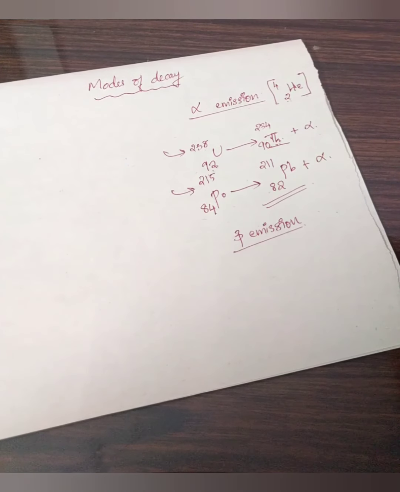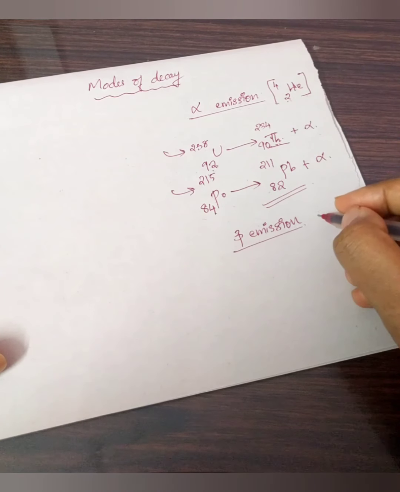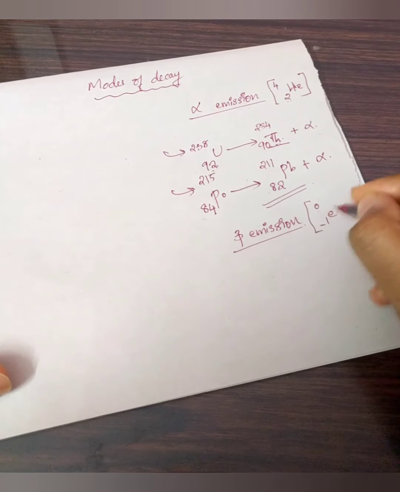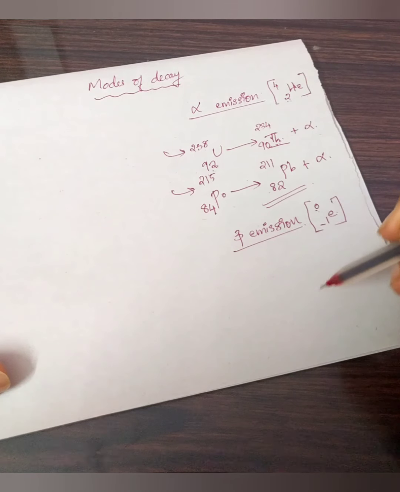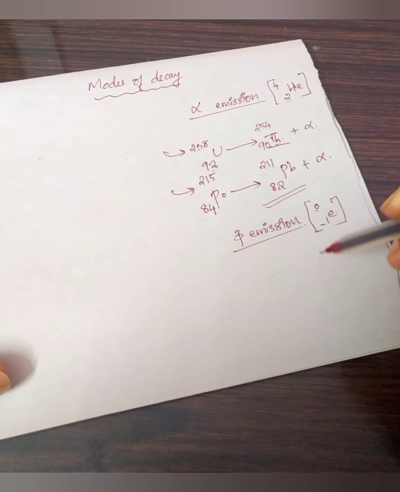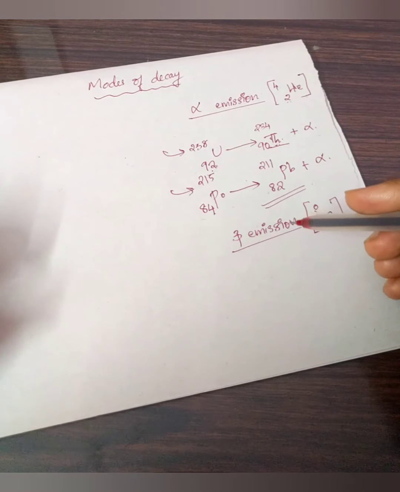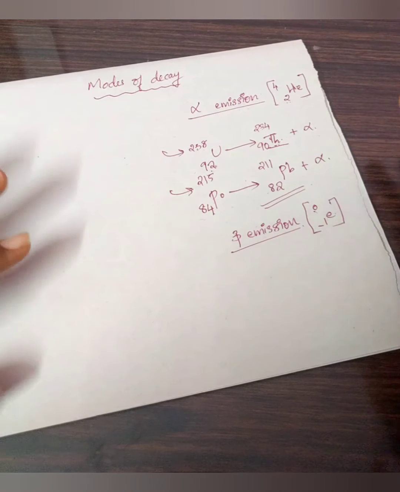In the case of beta emission, a radioactive nuclide decays by emitting a beta particle, or an electron, and this is the representation of an electron. There is an increase of 1 unit in the atomic number and no change in the mass number, because an electron doesn't have any mass. That is, the new nuclide, or daughter nuclide, produced will have 1 unit greater atomic number than the parent atom, but the mass number will be the same.